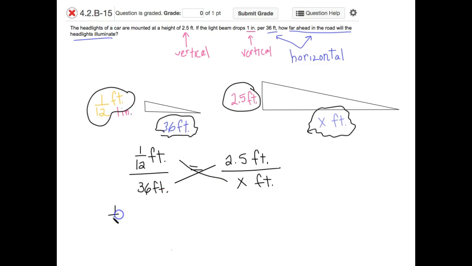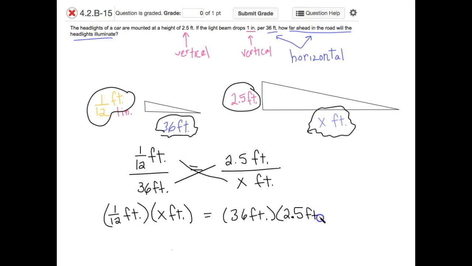So we can say 1/12 of a foot times x feet equals 36 feet times 2.5 feet. And then we want to solve for x. So we could divide by 1/12 feet. The other way to do that would be to multiply by the reciprocal.